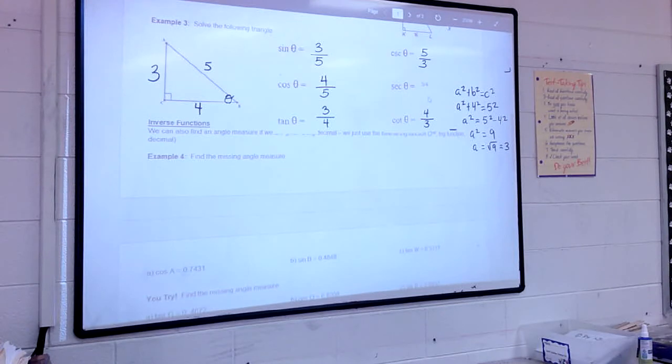So that is example 3. That's how they can give you a triangle, and you may have to solve for a missing side. So there was a missing side. We had to use the Pythagorean theorem to find that missing side. Once we found that missing side, we were able to do sine, cosine, tangent, all of that. And we were able to get through all of that and find the entire triangle.